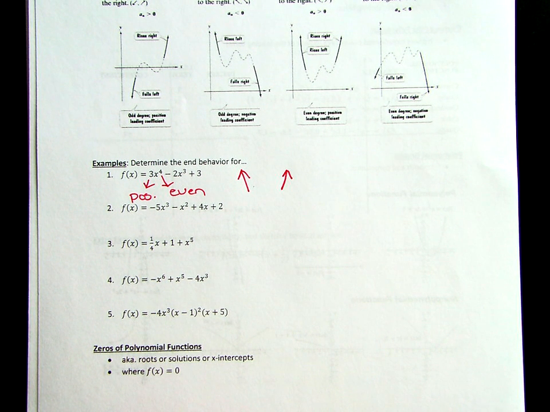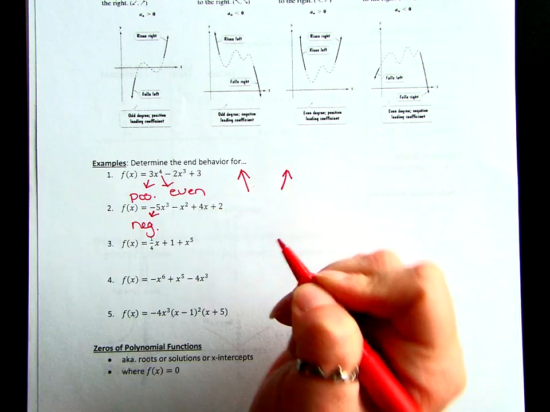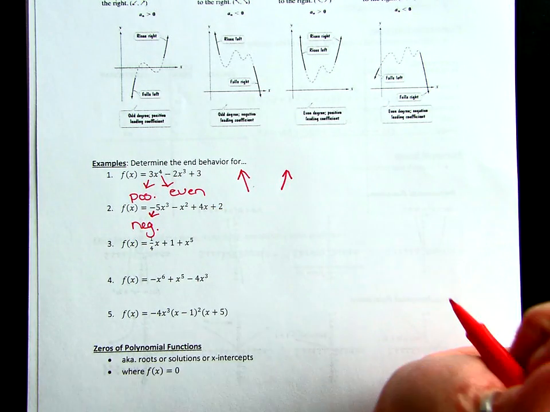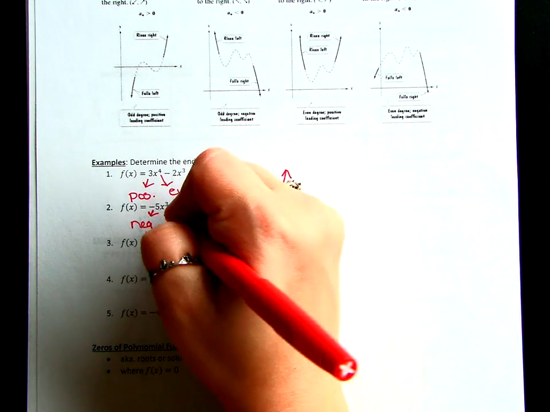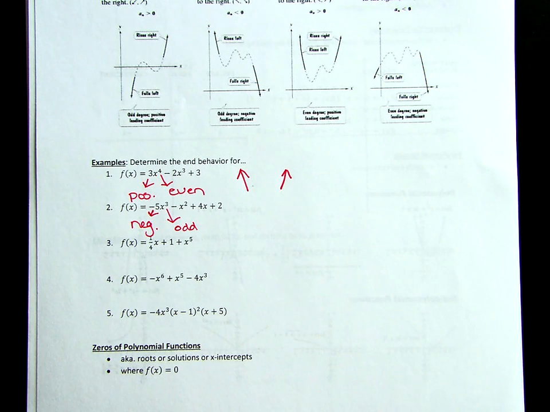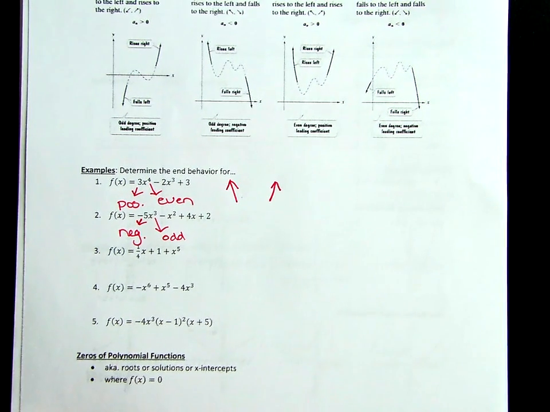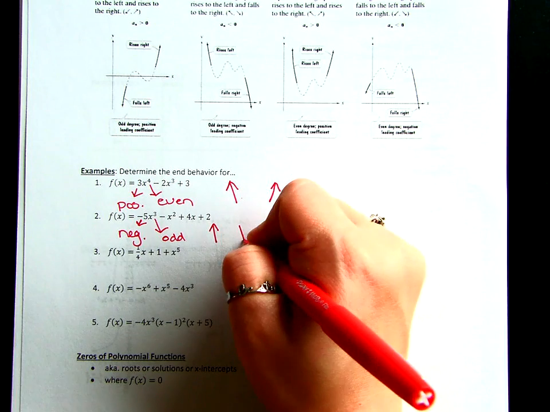Okay, what about for number two? What is our leading coefficient? Negative 5. You just said it's negative. And then what is the degree of our polynomial? 3. So that's odd. We have a negative odd situation going on. So negative odd is where it rises on the left and it falls on the right.